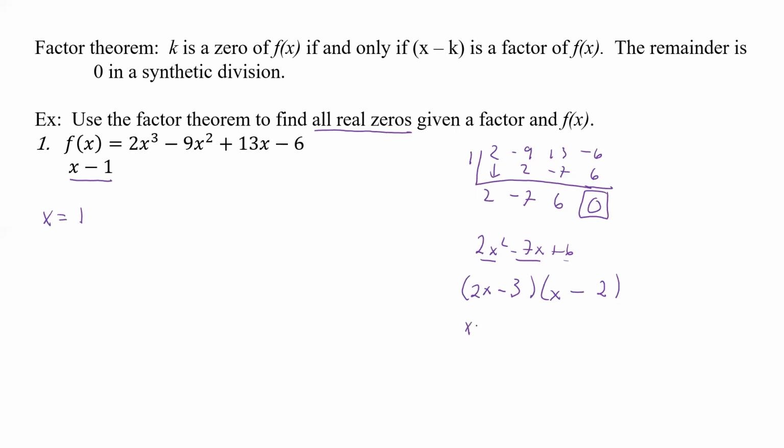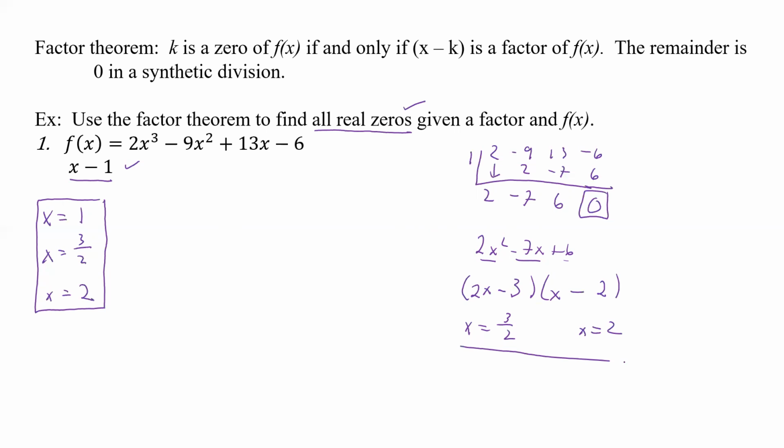So this says x equals 3/2, and this says x equals 2 are going to be the other two zeros of this polynomial. So we have x equals 3/2 and x equals 2. So those are our real zeros. Okay, and so that's all we had to do. We had to do that one synthetic division given that here. And then after that, I could see we could maybe factor it. So we tried factoring and we got the two other factors. And so we got our 3 zeros. And that should be how many we have, because that is our power.